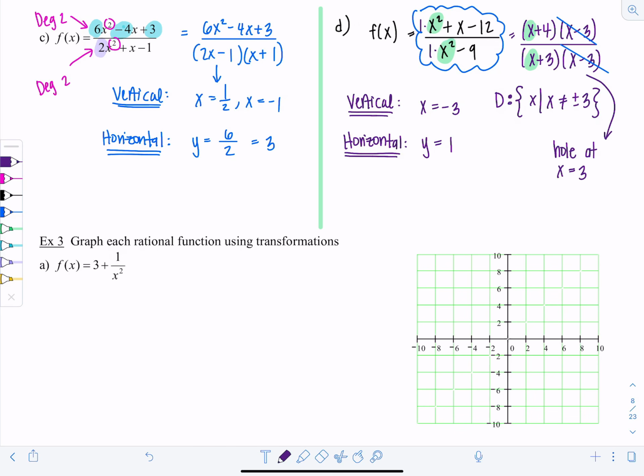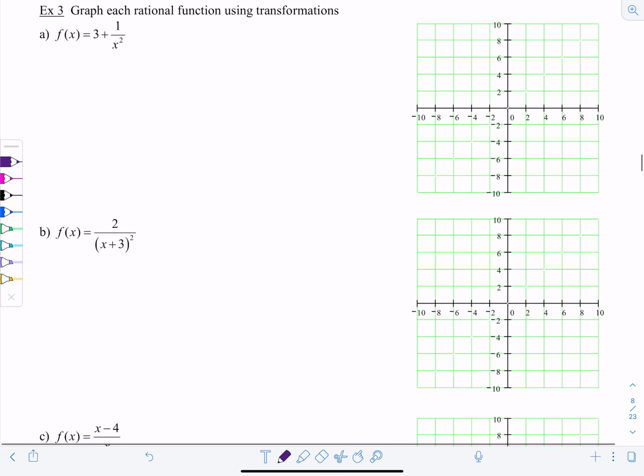All right, cool. Now we're going to graph rational functions just using transformations. So we're going to take our parent functions f of x equals 1 over x and 1 over x squared, and then graph them according to transformations here. If you need to revisit transformations or graphing the parent functions, I'll link the videos right here.